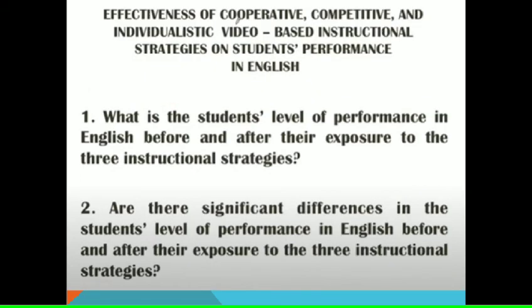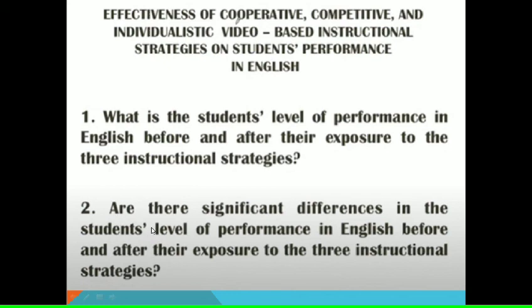Now we have another example. We have effectiveness of cooperative, competitive, and individualistic video-based instructional strategies on students' performance in English. We have question number one. What is the student level of performance in English before and after their exposure to the three instructional strategies? From the word what, we use descriptive statistics. So basta what, descriptive yun na siya.